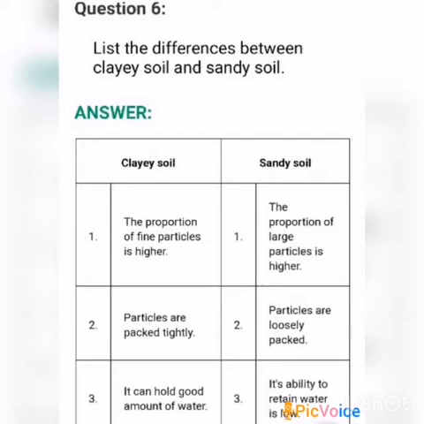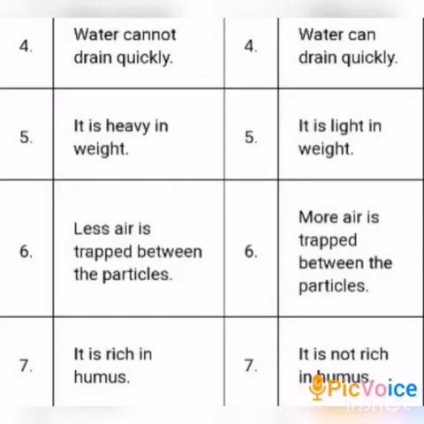Then, in sandy soil, particles are loosely packed. Then third point, clayey soil can hold a good amount of water. In the case of sandy soil, its ability to retain water is low. Then fourth point, water cannot drain quickly in clayey soil. In the case of sandy soil, water can drain quickly.